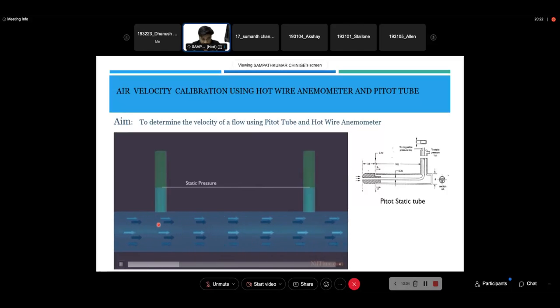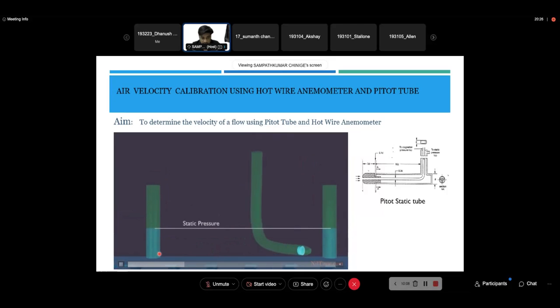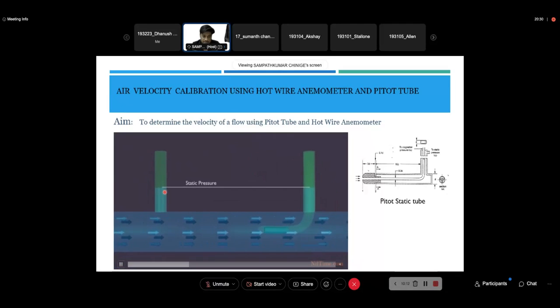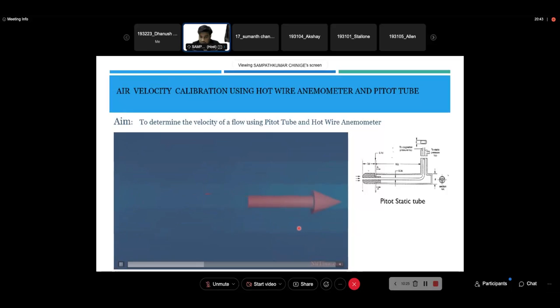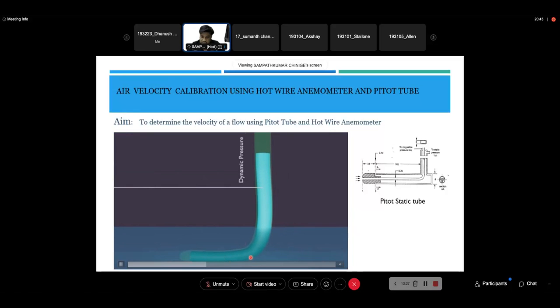When the fluid is not moving, at static, at this position there is the no-slip boundary condition. Therefore, you will have only static pressure. And now you are putting a bent tube like this, at 90 degrees, at a location facing the flow. So the flow will enter the pipe, and after a certain period of movement, it takes a 90 degree turn. That means the velocity is completely converted into pressure energy.